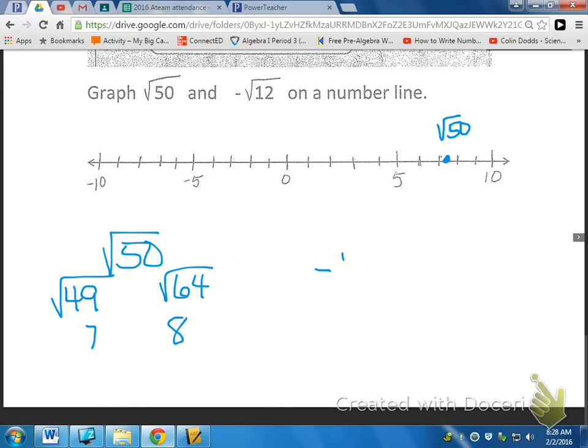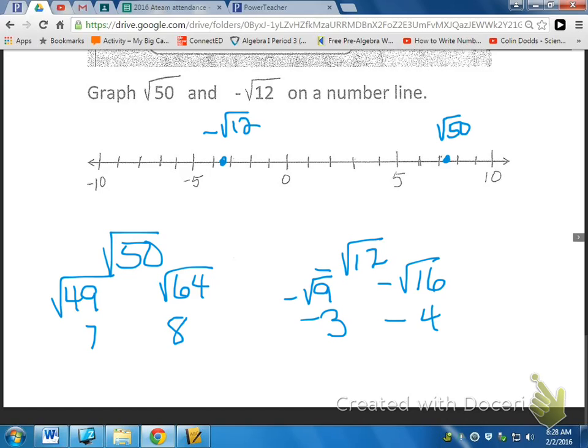Okay, now, negative square root of 12. So if you look at the number 12, it fits in between the perfect squares 9 and 16. When I square root those, it is between negative 3 and negative 4. 12 is a little bit closer to 9, but we're going to put it right in between negative 3 and negative 4, and that would be the negative square root of 12.